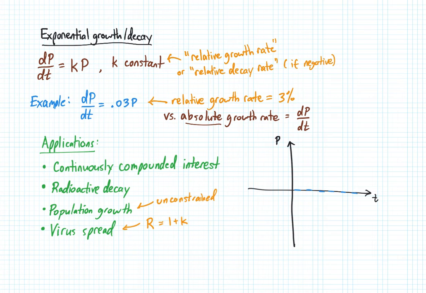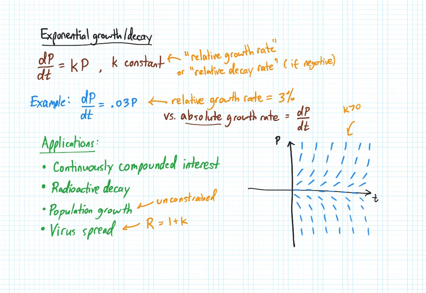When p is equal to 0, then dp dt is going to be equal to 0, and so those slopes will always be horizontal. And then, if k is positive, we would start to see positive slopes when p is positive, and the slopes would become larger and larger as p becomes larger and larger. And then, even though it usually isn't relevant in these real-world applications, you could have the possibility that p is negative, in which case the slopes are negative.